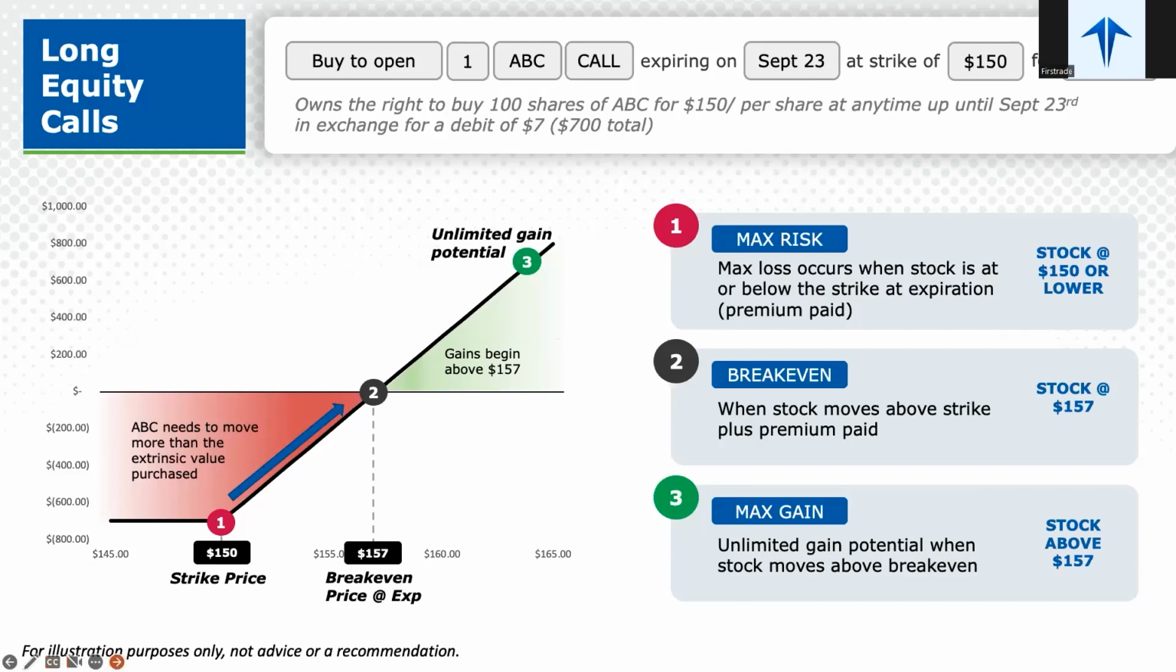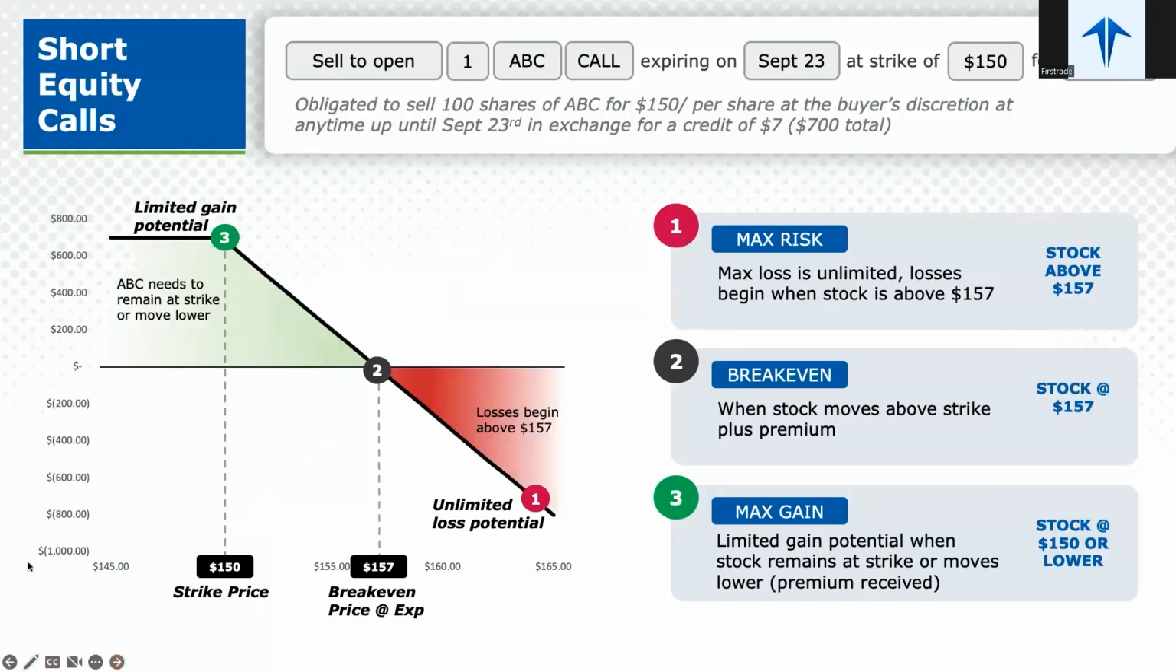Now let's look at the other side. If I were entering into this transaction as an opening transaction, I would sell to open one ABC call expiring on September 23rd at a strike price of $157. This means I am required to fulfill the terms of the contract.